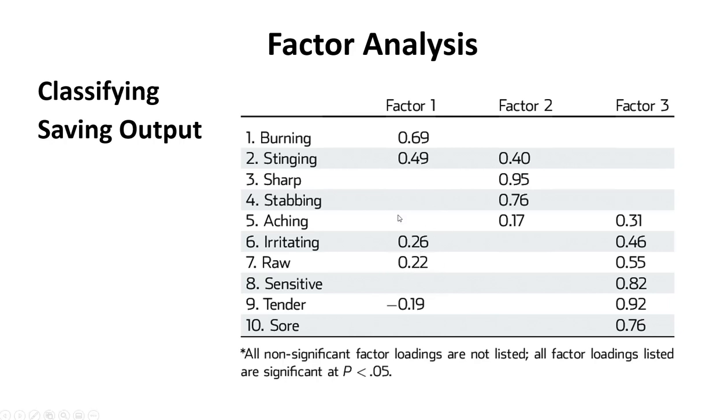In a perfect world, we would have perfectly formed factors where each item loaded on only one factor. But as you can see, the second item, stinging, loads on factor 1 and 2 at a minimum threshold loading value of 0.4. This will instigate some concern among the researchers. In addition, irritating, raw, and tender cross-load on factor 1, and given the loading scores, they more appropriately belong to factor 3. In another case, aching cross-loads on factors 2 and 3.